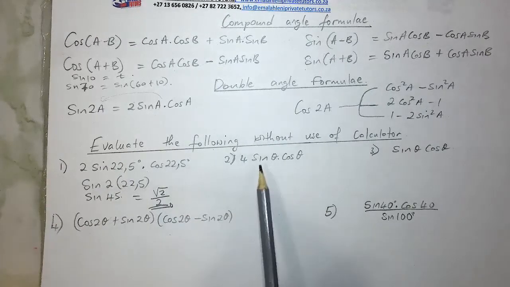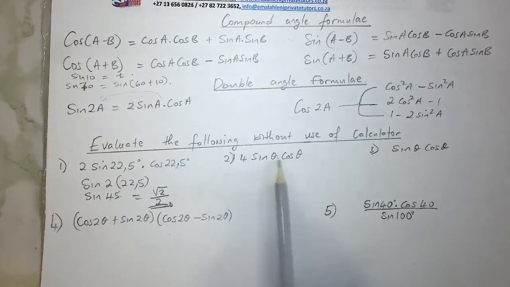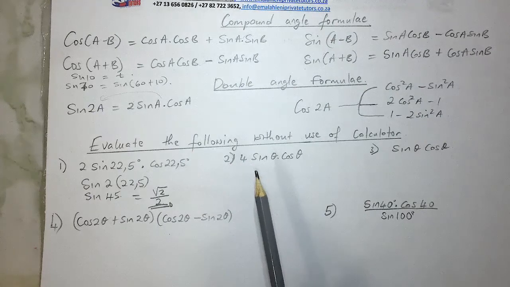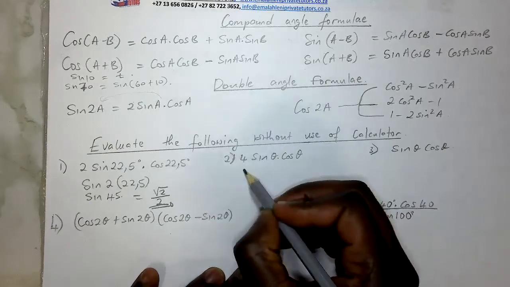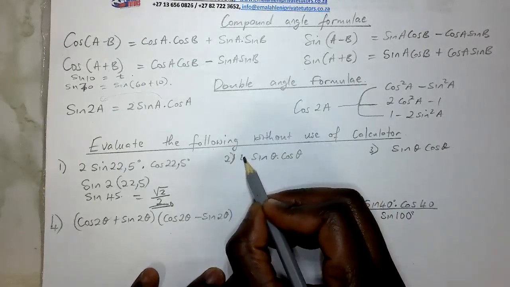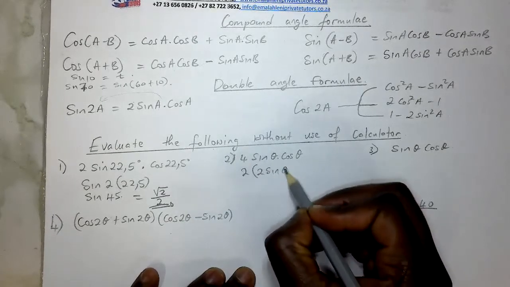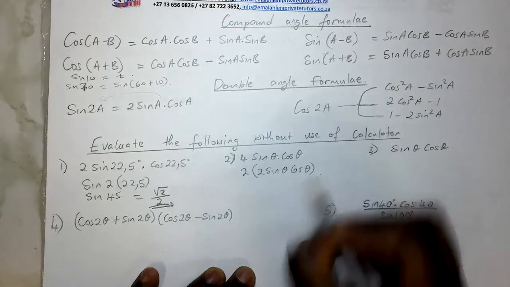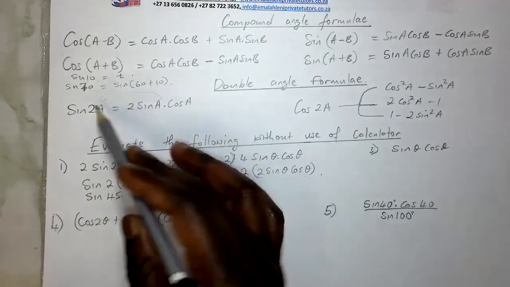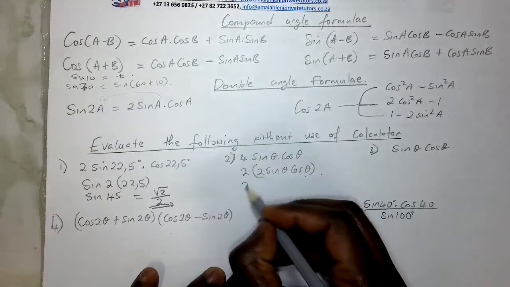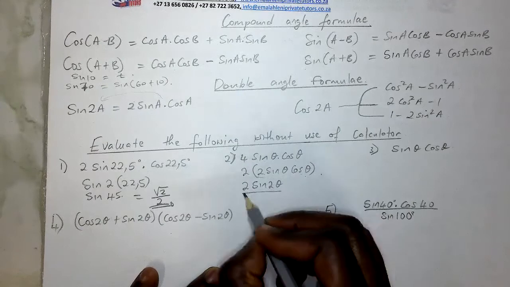Let's check here what we have. We are given 4 sine theta cos theta. We don't have any expression for this, but what can we do? We can modify it, or factorize it. 4 is 2 times 2. So it simply means it's 2 in a bracket, 2 sine theta cos theta. So what we did here, we expressed what we want. Now we know this is sine 2 theta. So we're going to say sine 2 theta. That becomes our answer there.